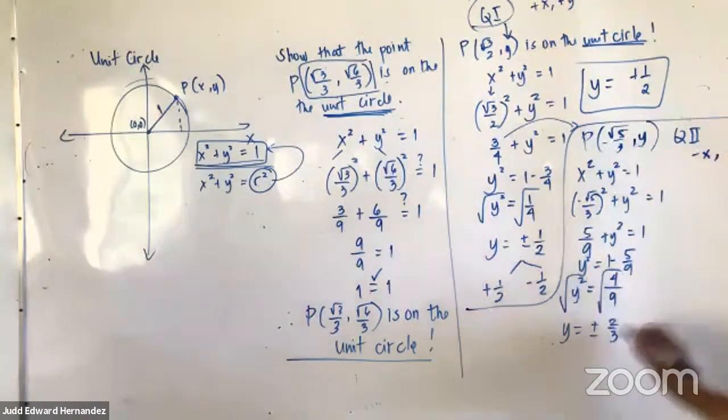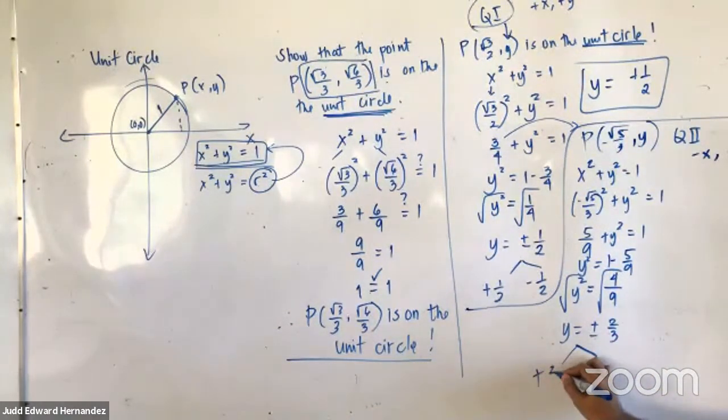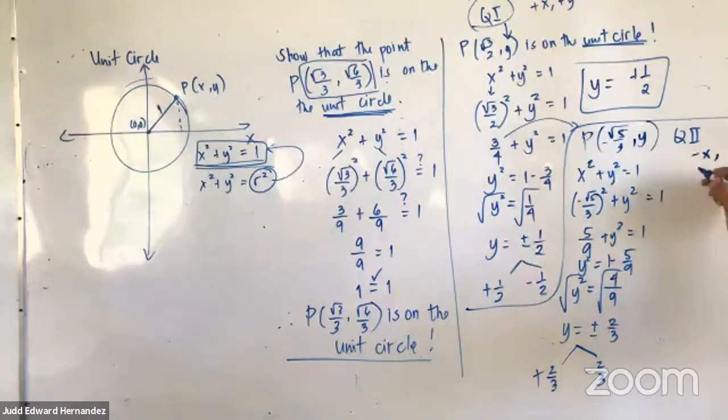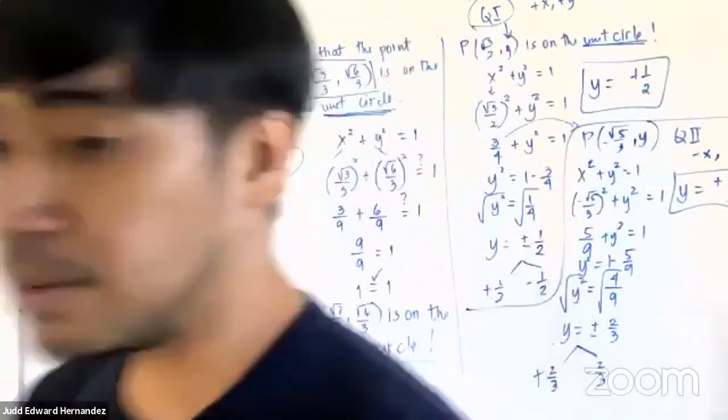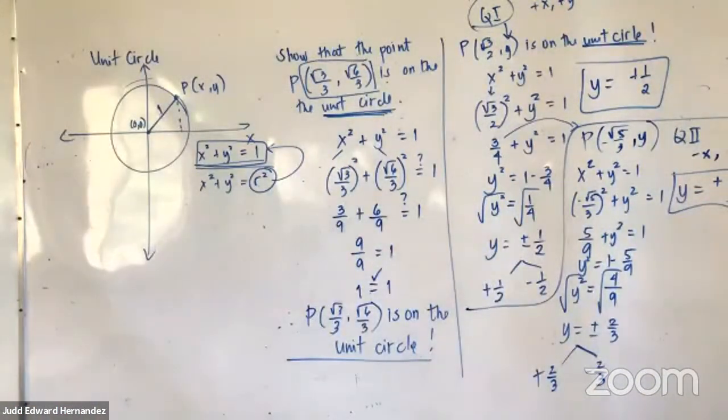Positive y. Therefore, what do we choose? Do we choose positive 2/3 or do we choose negative 2/3? We'll be choosing positive. Therefore, y is equal to positive 2/3. And that is the answer. Maliwanag po ba? Opo. Okay.